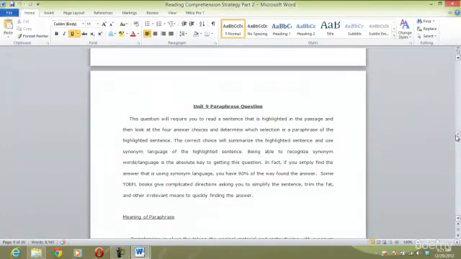Paraphrase question. The paraphrase question is one that messes with a lot of students. They don't quite understand it, and probably one of the main reasons that causes difficulty is that the student is not paraphrasing. They are looking at answer choices that have the exact same words, and whenever you have the exact same words, you know that's going to be wrong because a paraphrase is going to use synonym language. So to really simplify this question, just find the answer choice that uses synonym language.